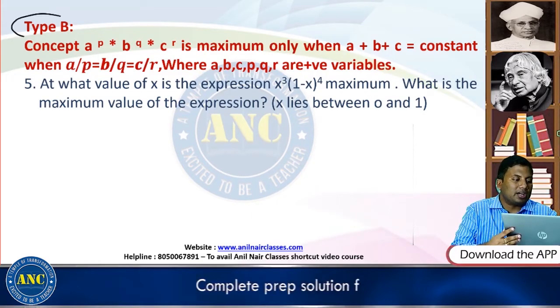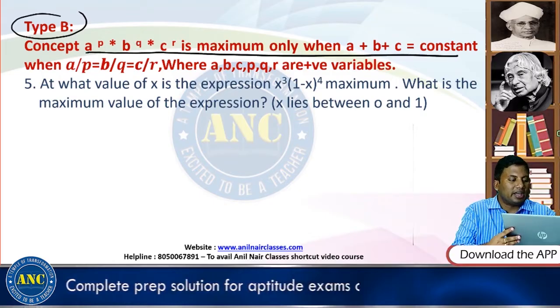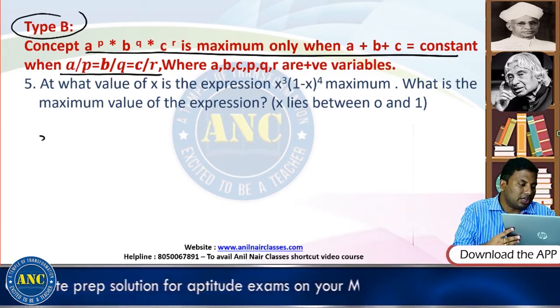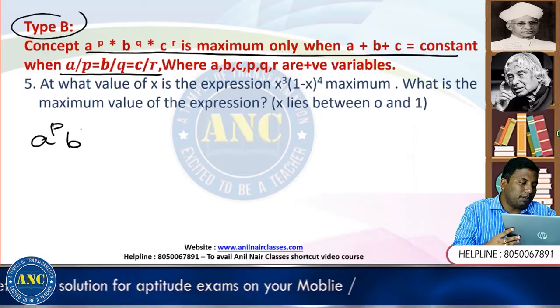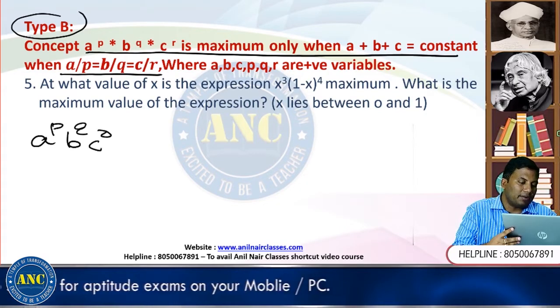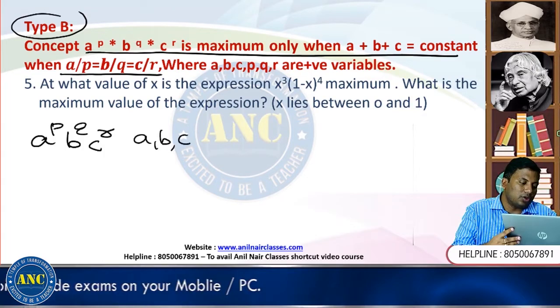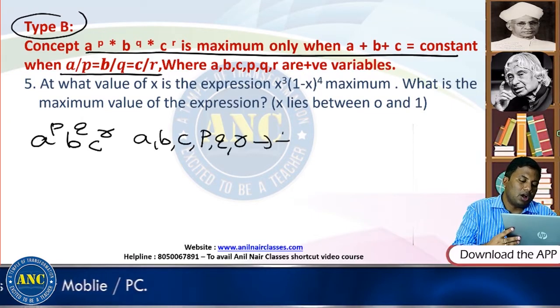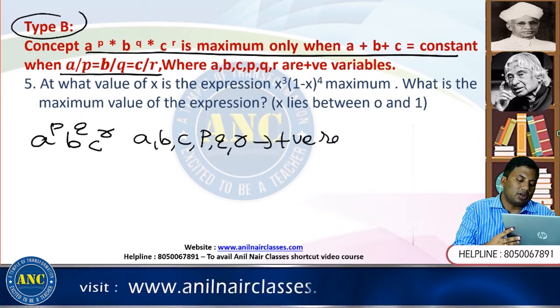Type B, another important concept. You can read this statement. I will write it again so that you will understand it. A power P, B power Q, C power R. All the values should be positive real numbers. A, B, C, P, Q, R, all are positive real numbers.